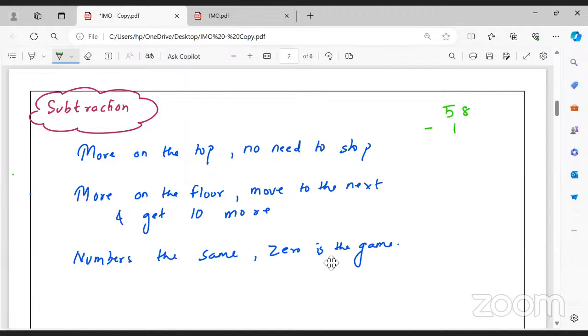58 minus 15. More is on the top. 8 is more than 5. 5 is more than 1. So there is no need to stop. It's a normal calculation. Now coming to this, let me represent this.